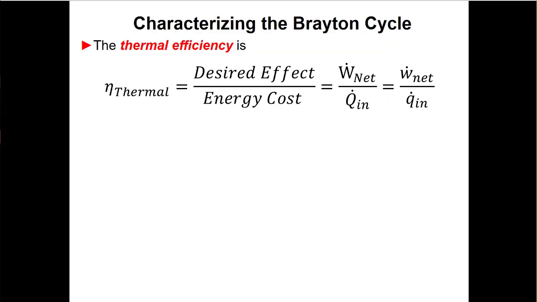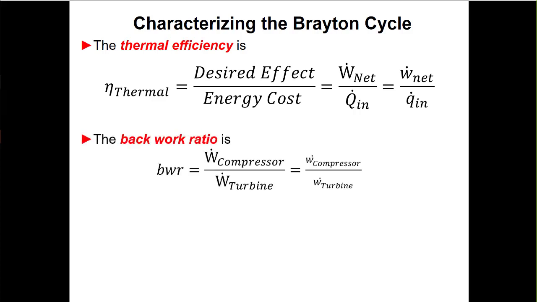So how do we characterize the cycle? Typically, the most important characterization parameter for heat engines is thermal efficiency, where our desired energy effect is net power, and our energy cost is heat transfer into the system. How much natural gas do I have to burn, right? Because we're not splitting up the mass like we did in Rankine regeneration, the mass flow rates in all of these processes are going to be the same.